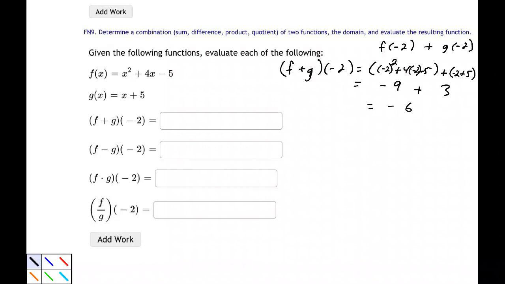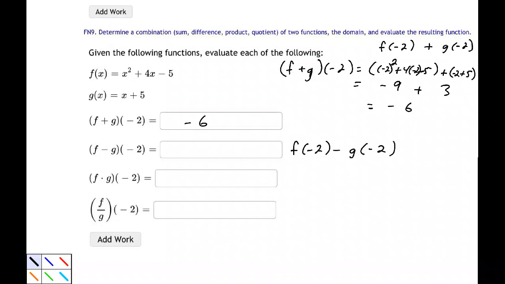So f plus g of -2 is -6. Now the next question is f minus g of -2. The only difference is that in between the two functions, I will change that plus to a subtraction. So I'm going to write this one as f of negative 2 minus g of negative 2.